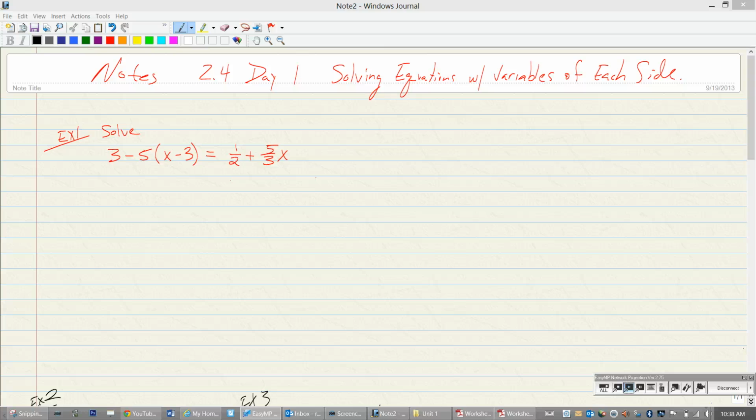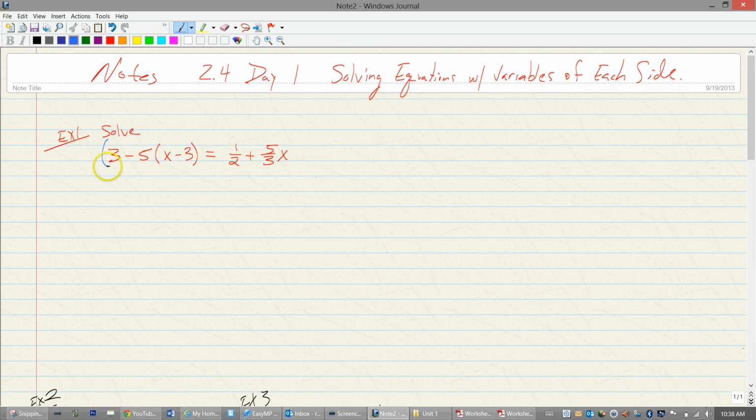What's the least common denominator between 2 and 6, or 2 and 3? 6. I just said it. That's funny. So we're going to multiply both sides of the equation by the least common denominator, or 6.